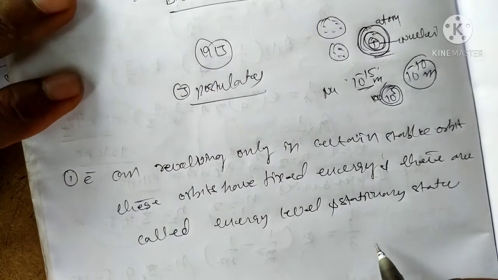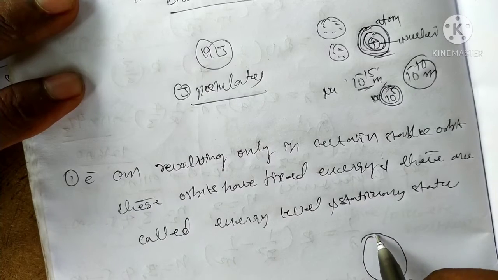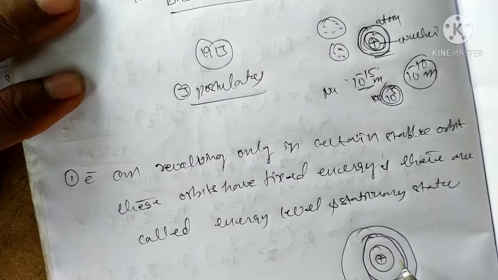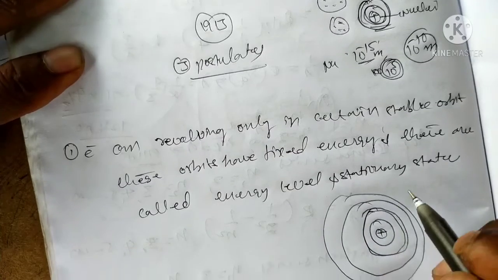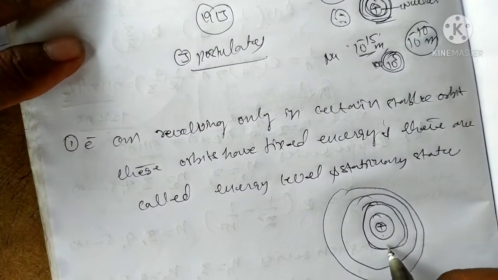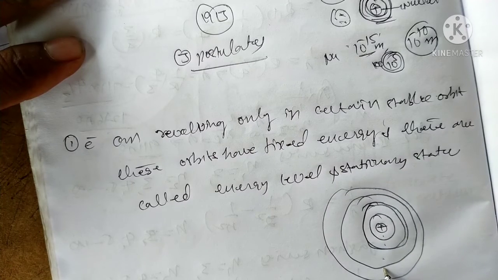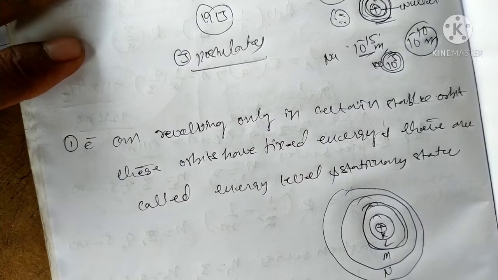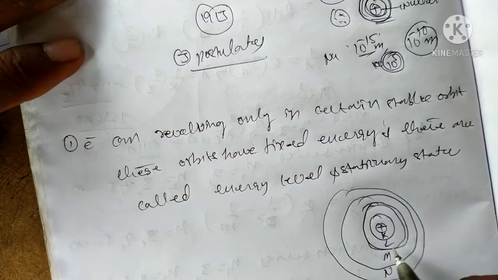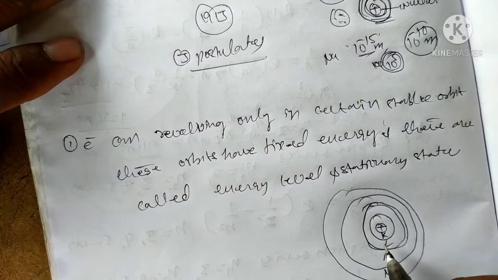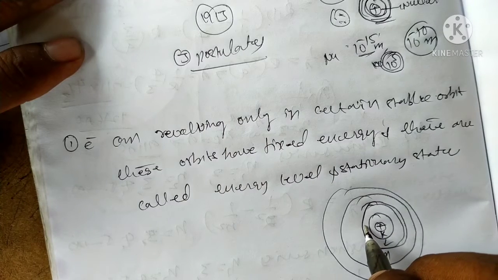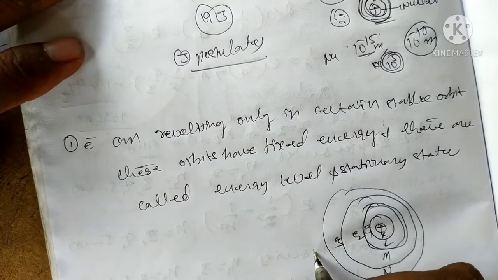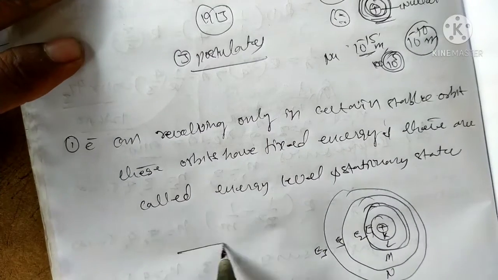The electron revolves around the nucleus. There is a nucleus, and the electron revolves like this. This is the first orbit, second, third, fourth, fifth orbit, that is K, L, M, N, O, like S, P, D. These are the shells or orbitals. The first orbit is given according to energy state: first energy, second, third, fourth. These are the energy states.